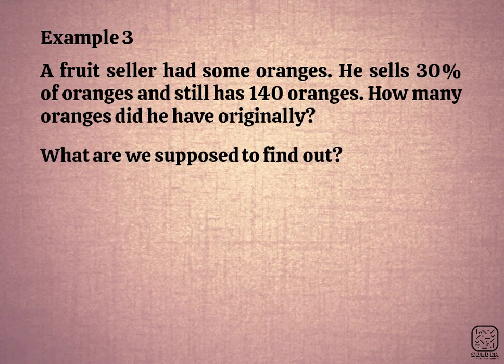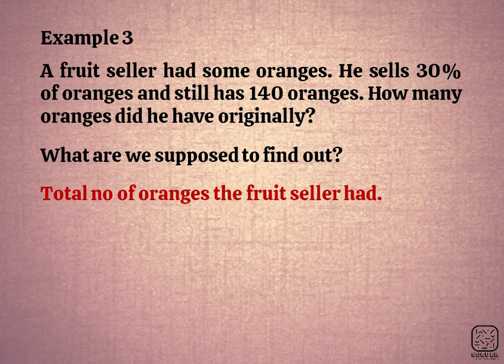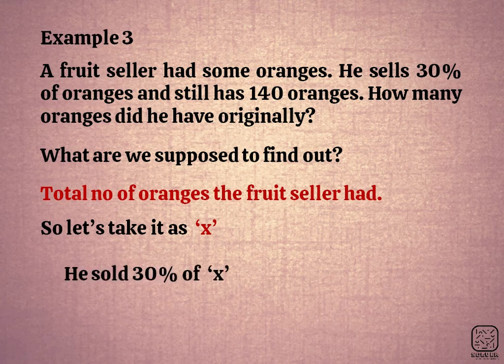Now, what are we supposed to find out here? The total number of oranges the fruit seller had. Now, let's take it as x. So, x is the total number of oranges the fruit seller had. Now, what is given in the question? He sold 30% of the total oranges. That is, he sold 30% of x. And the number of oranges left is 140.